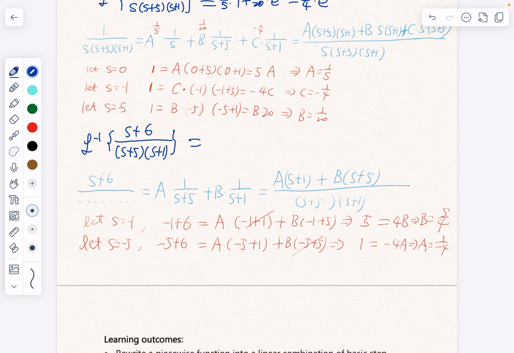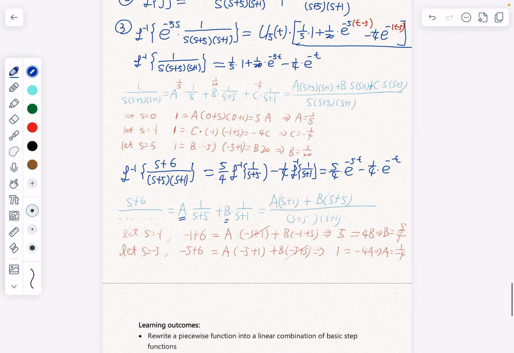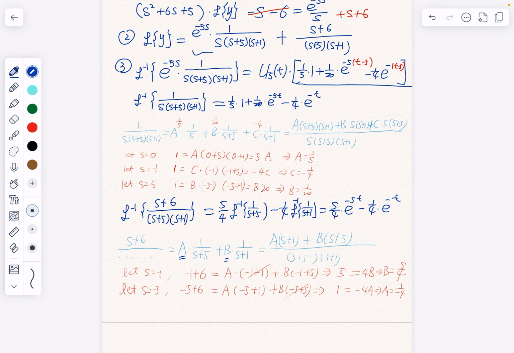You can find the inverse Laplace transform. Not yet. You can find it as 4 over 5 inverse Laplace transform of 1 over s plus 5, because you find this constant, and then you find the other constant, which is -1/4. You find inverse Laplace transform of what's left, which is going to give you 5 over 4 e to the -5t and e to the -t. So now you identify the inverse Laplace transform of both of those pieces you need earlier.